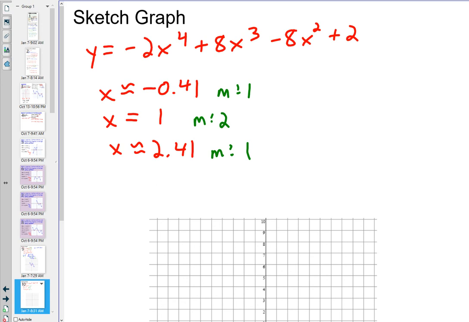But wait, I don't get it. How'd you get it? I just told you. I had to use a graphing calculator. I don't think that you have to know how to find that, because that expression can't be factored.